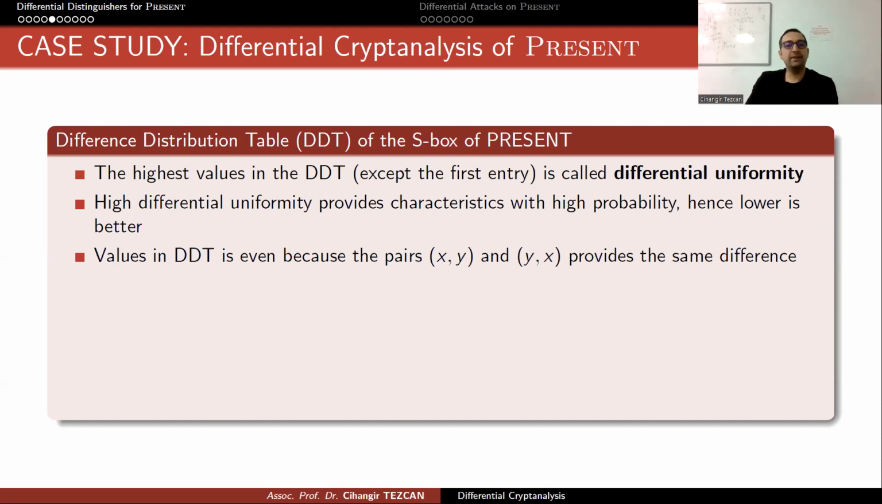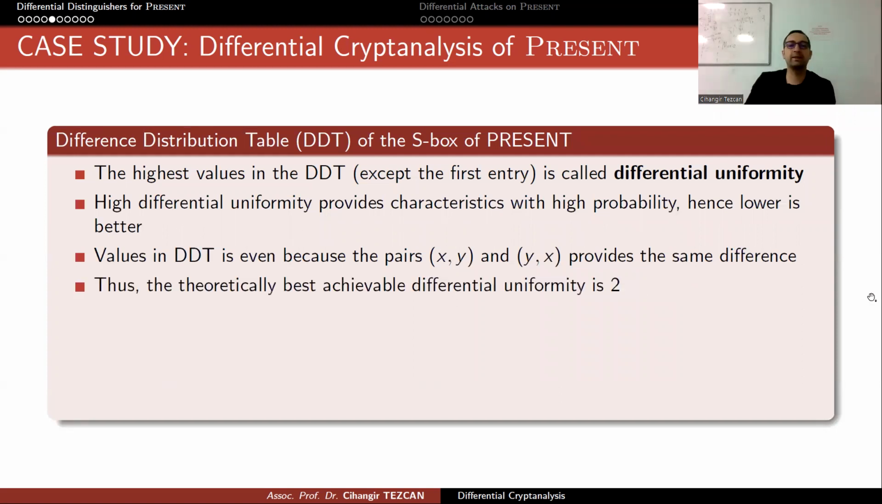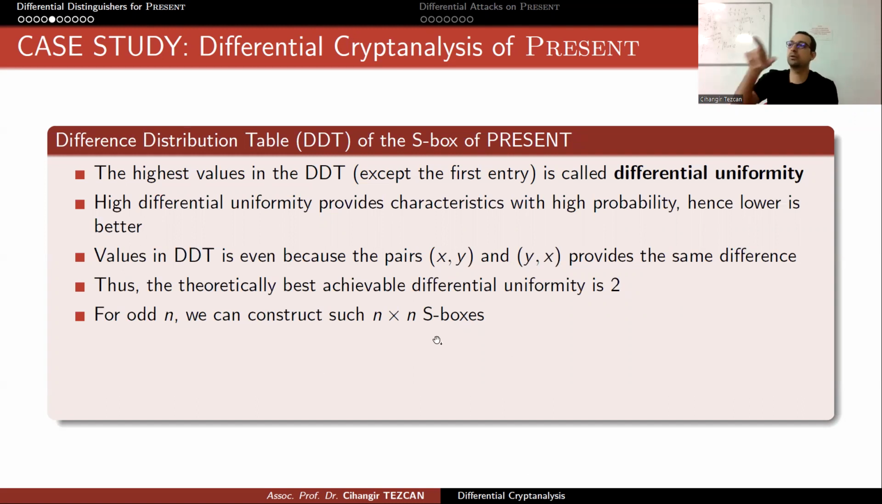Values in the DDT are even because the pairs XY and YX provide the same difference. Thus, theoretically, the best achievable differential uniformity is 2. For odd n, we know ways to construct such n by n S-boxes. So for a 5x5 S-box, you can observe a DDT where you only see zeros and twos. But since we are working on bytes or nibbles, we generally prefer 4x4 S-boxes or 8-bit S-boxes. So the question is, can I get a 4x4 S-box which is 2 uniform?